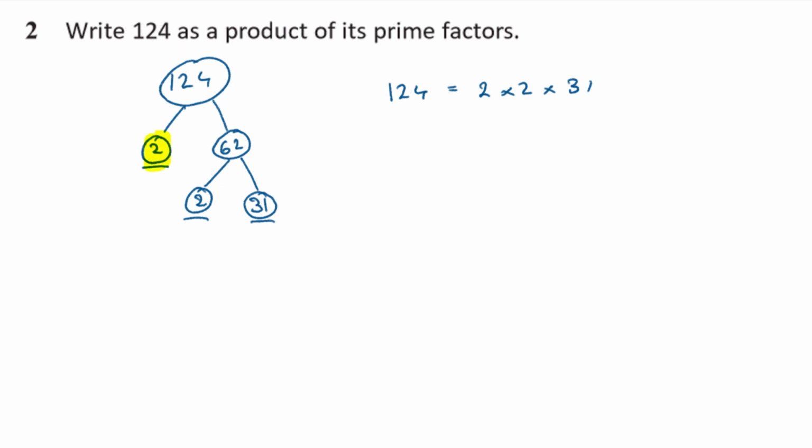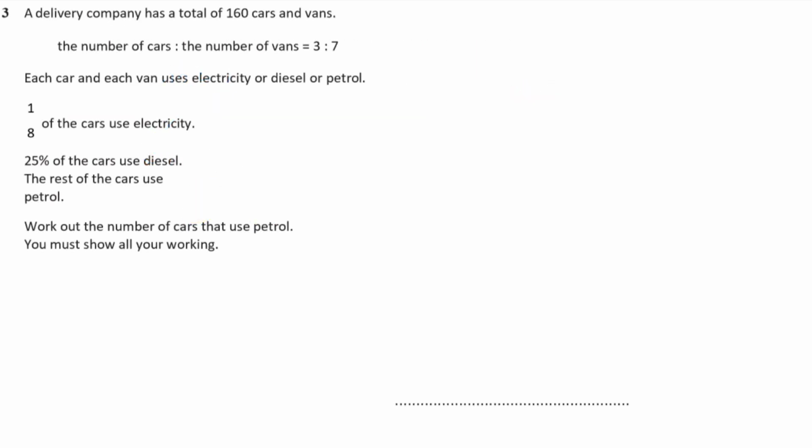Those are the 3 marks that we've got. Question 3: a delivery company has a total of 160 cars and vans. The number of cars to the number of vans is in the ratio of 3 to 7. Each car and each van uses electricity or diesel or petrol.